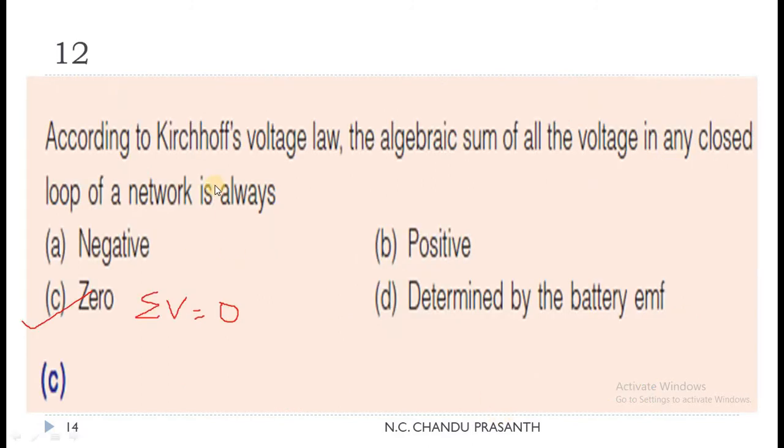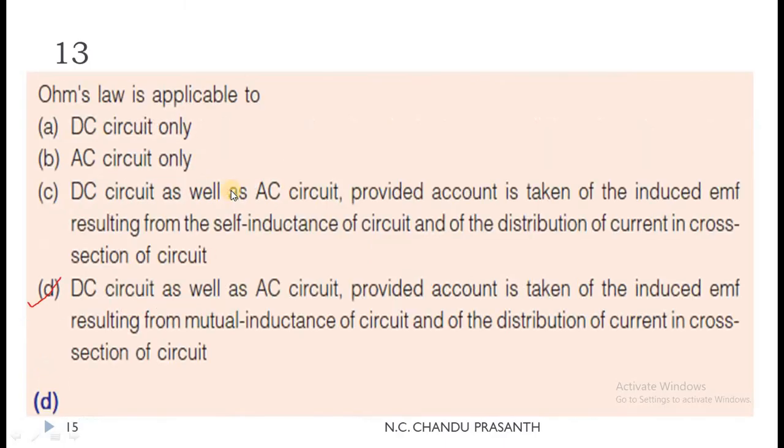And next one, according to Kirchhoff voltage law, the algebraic sum of all voltages in a closed loop of a network is always 0. Okay. And 13th one, Ohm's law is applicable to DC circuits only. What is Ohm's law? V equals IR. It is the formula.